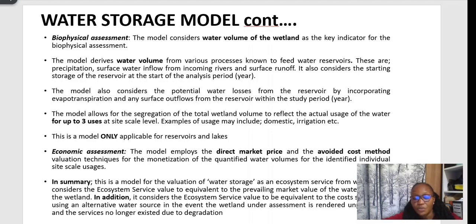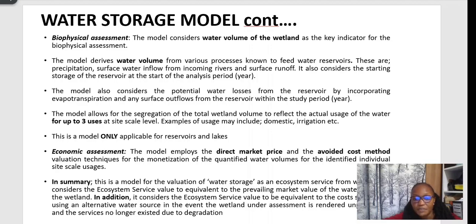The model also considers the potential water losses from the reservoir, incorporating evapotranspiration and surface outflows from the reservoir within the study period. The model allows for the segregation of total wetland volume to reflect the actual uses of the water for up to 3 uses. Examples of uses may include domestic, irrigation, hydropower, and such kind of uses. This model is only applicable for reservoirs and lakes.